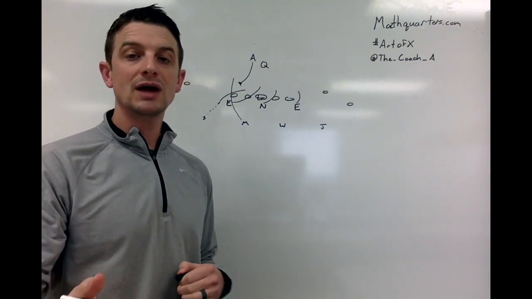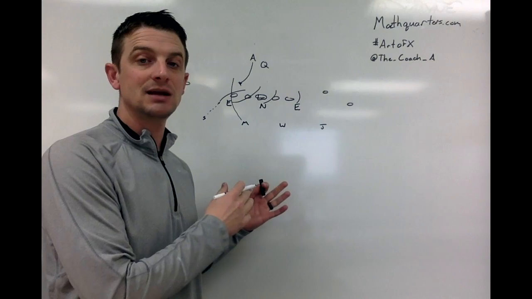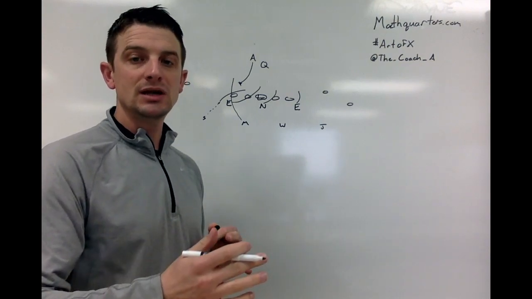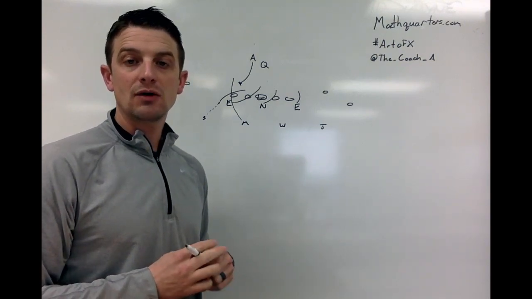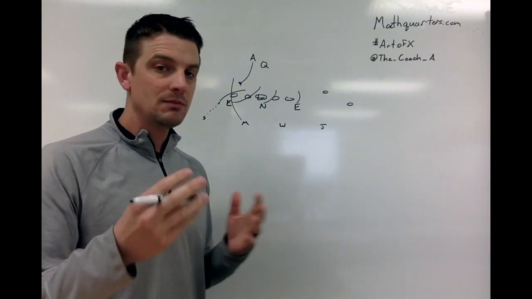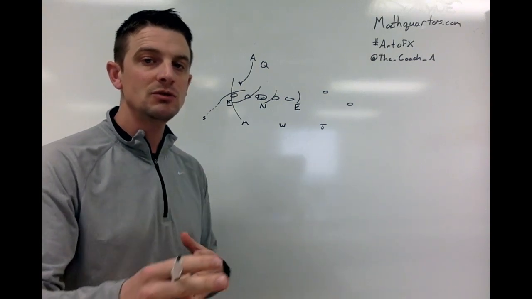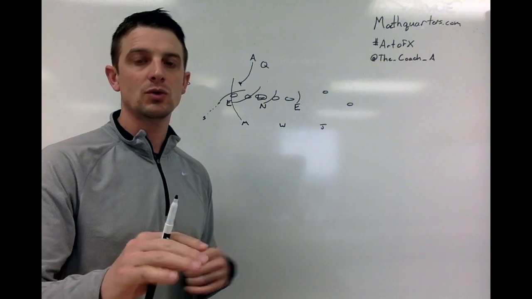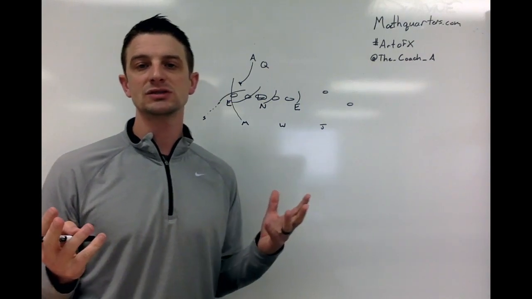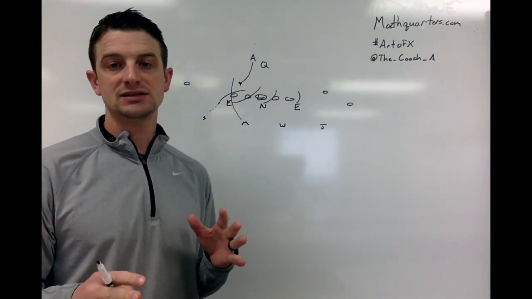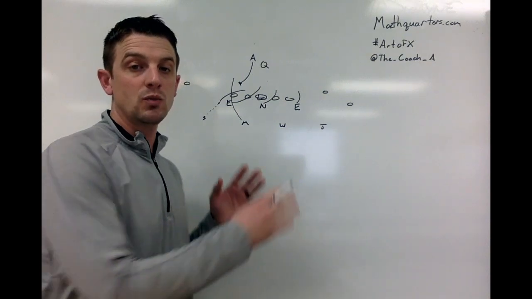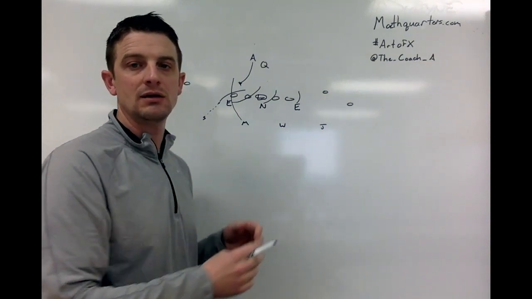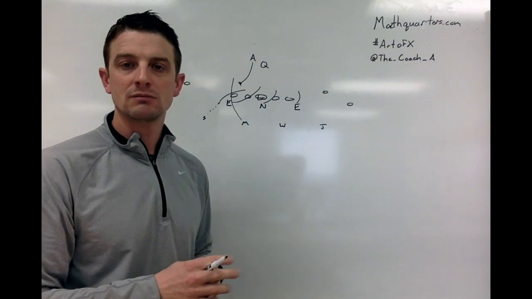So what I'm going to do now is explain how you can get that same pressure and build it to where you can run it out of a sim pressure look. Remember, a sim pressure is you're simulating a pressure, but you're only going to bring four. So your regular 7-man pass distribution stays the same. In the next part, we're going to look at how we can create that and make a sim pressure.